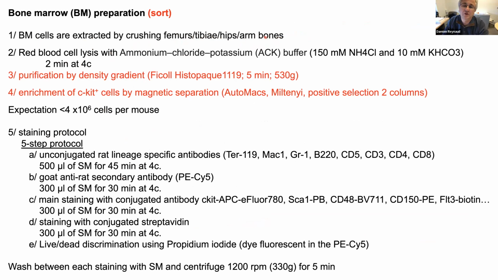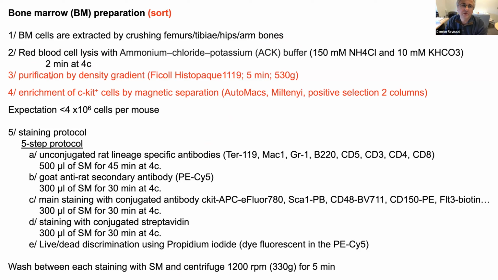Here you can get 120 million, so you dramatically increase your yields ultimately after sort. We do red blood cell lysis as previously. We had a two-step for the sort.